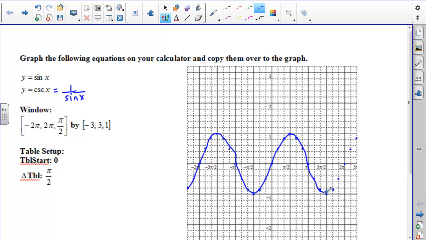And so there is our sine function. Okay, let's label that sine of x. All right, so that's our first graph.